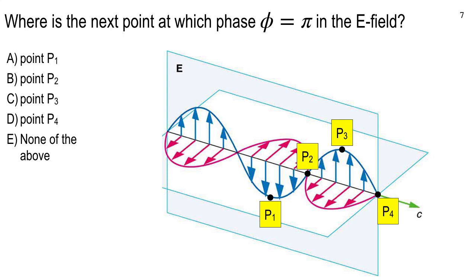Now the next half cycle after that is right here at point P4. So there's your angle. There's your solution. Go ahead and make a note of that in your sketch.